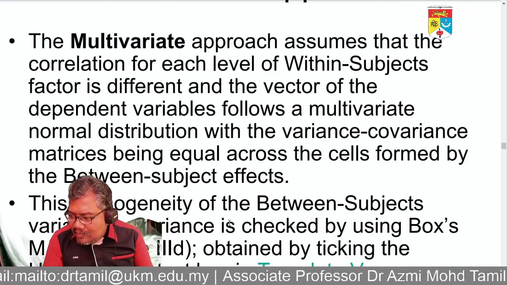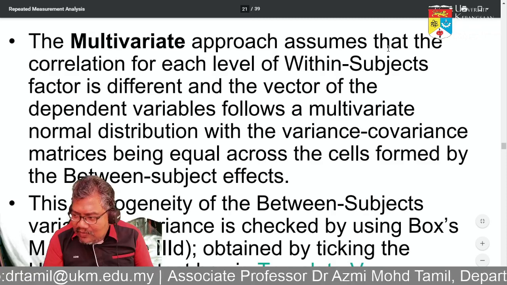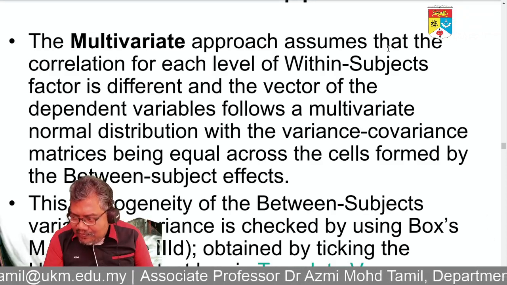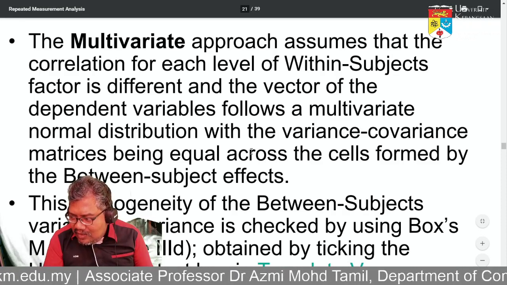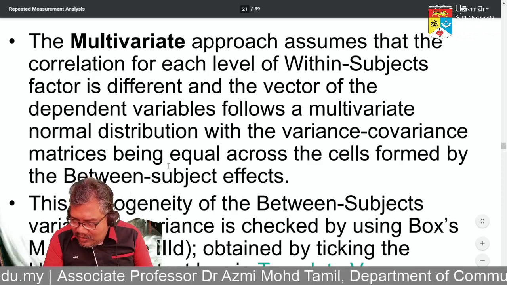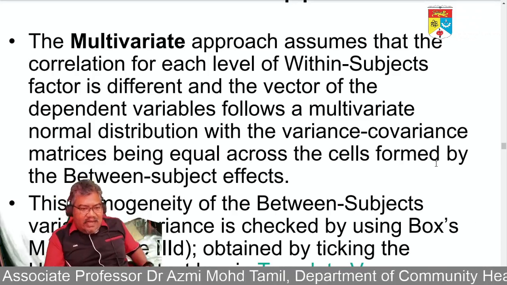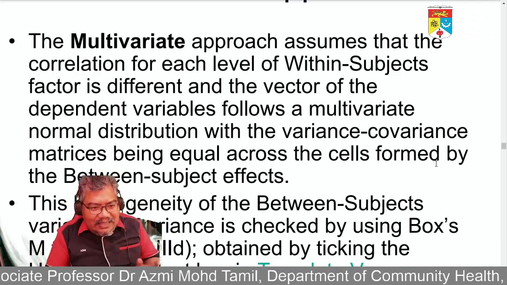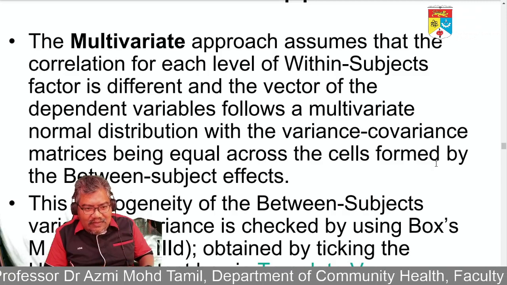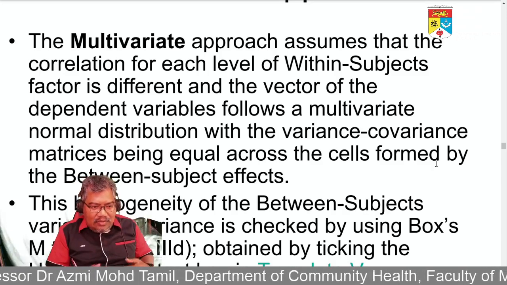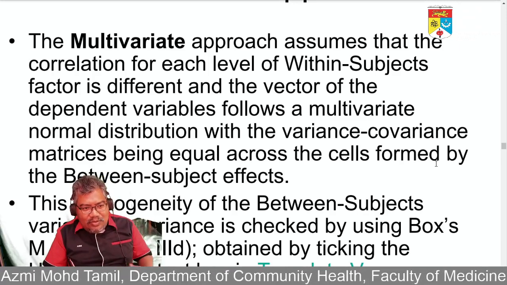The homogeneity of the between subjects variance covariance is checked when you click on the homogeneity test. The multivariate approach assumes that the correlation for each level of the within subject factor is different, and the vector of the dependent variables follows a multivariate normal distribution with the variance covariance matrices being equal across the cells formed by the between subject effects. I know it's very hard to imagine, but try to imagine the line coming down: do the lines have a constant correlation, or does the correlation change at every different level? That makes a difference whether you use univariate or multivariate.